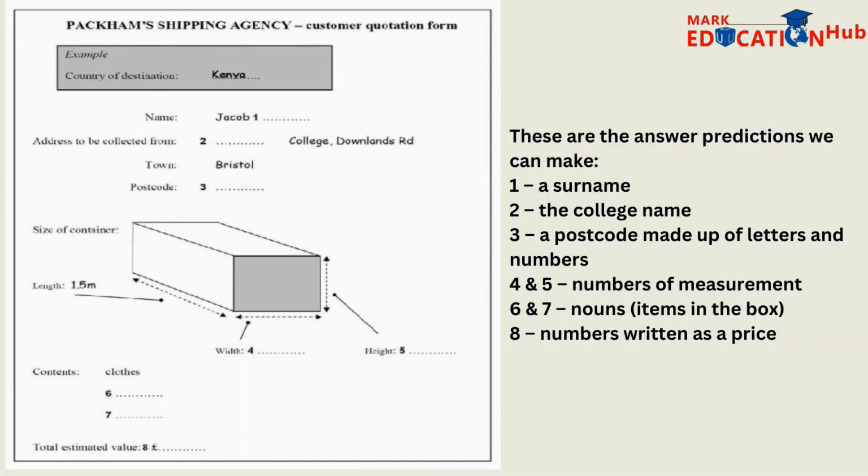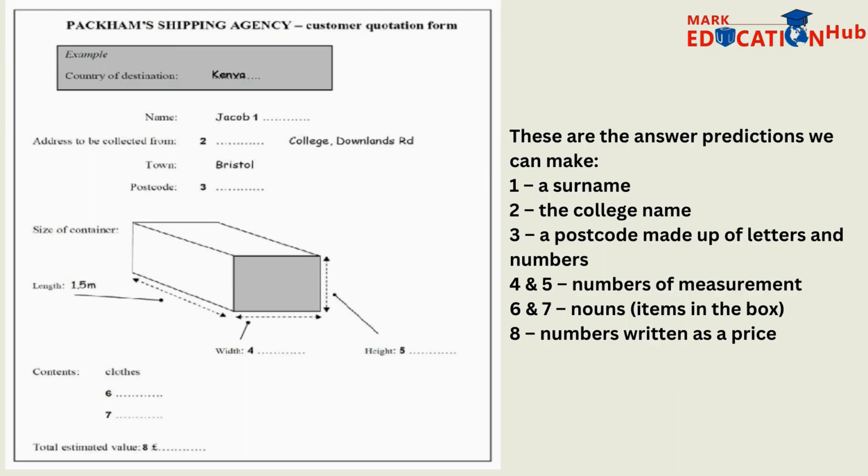Now, let's have a look at this example. Step 1 is to always read the title. By looking at the title, we understand that this is a customer quotation form. Now, we will look at the questions and predict what the answer should be. If we look at question number 1, we are given the first name of a person, which is Jacob. So it is evident that we have to look for the surname to find the answer for question number 1.